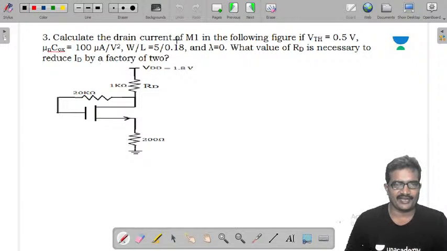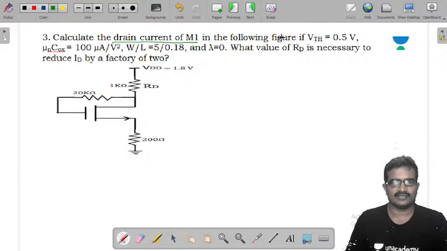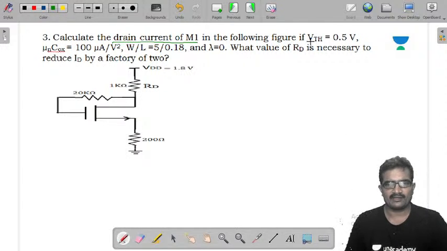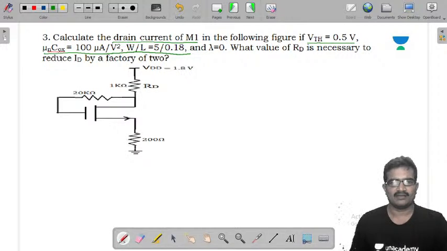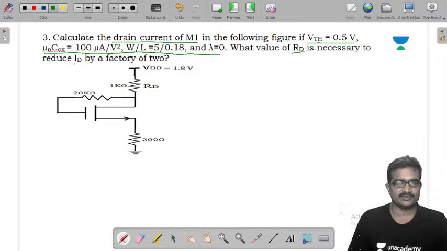Now calculate the drain current of M1. Calculate the drain current of M1 in the following figure. VTH is 0.5, mu n COX is 100 micro amps per volt square, W by L is 5 by 0.18 and lambda is 0. What value of RD is necessary to reduce ID by a factor of 2?